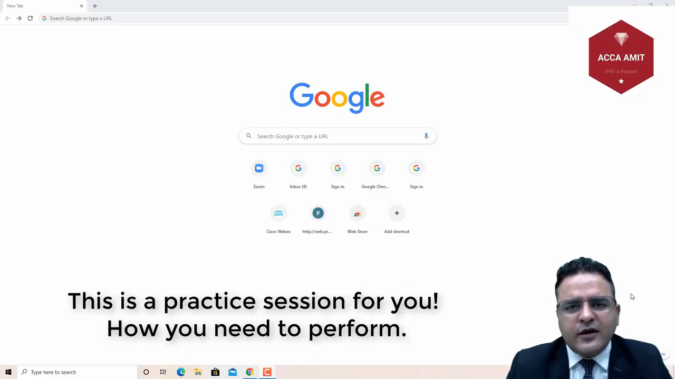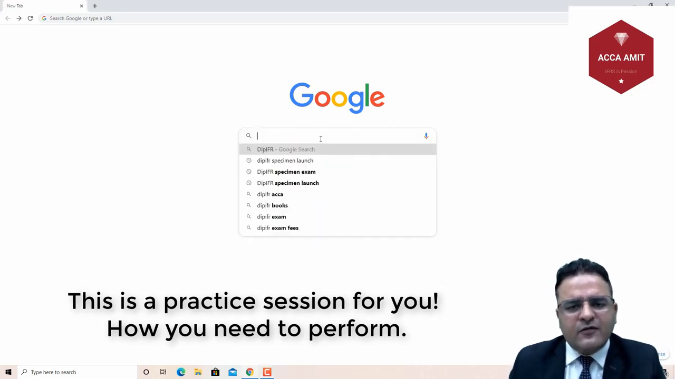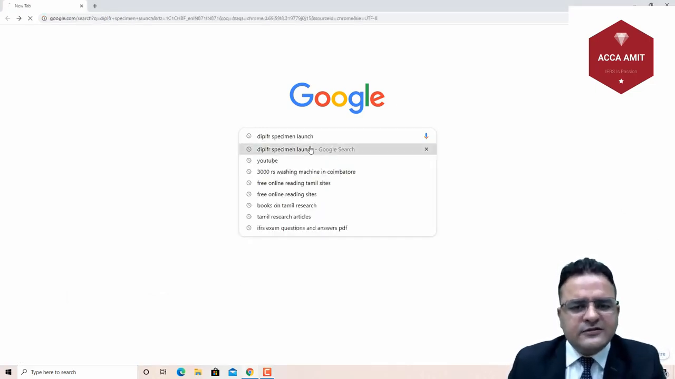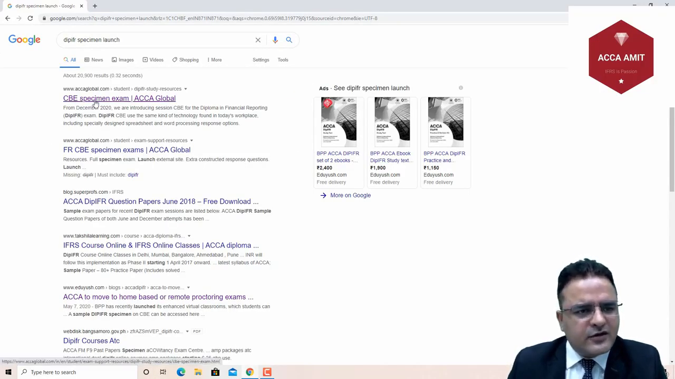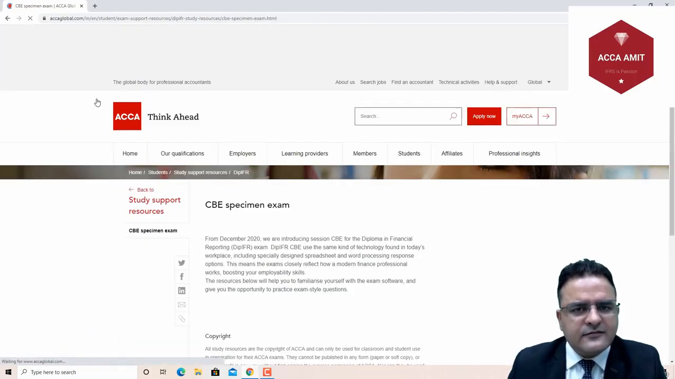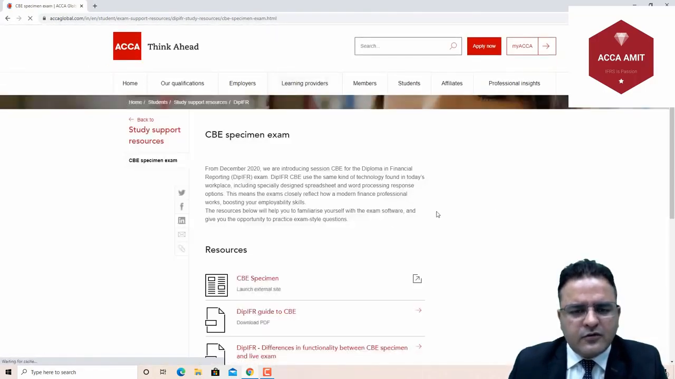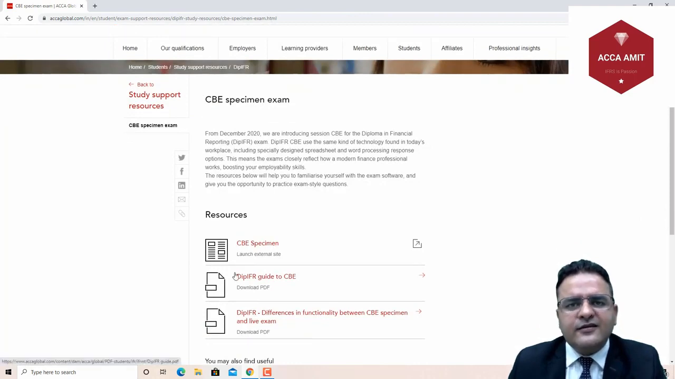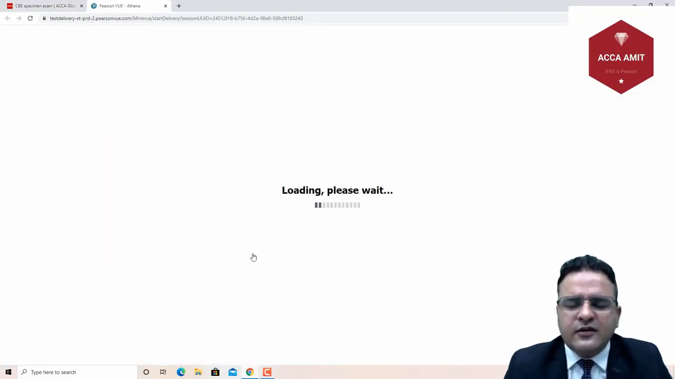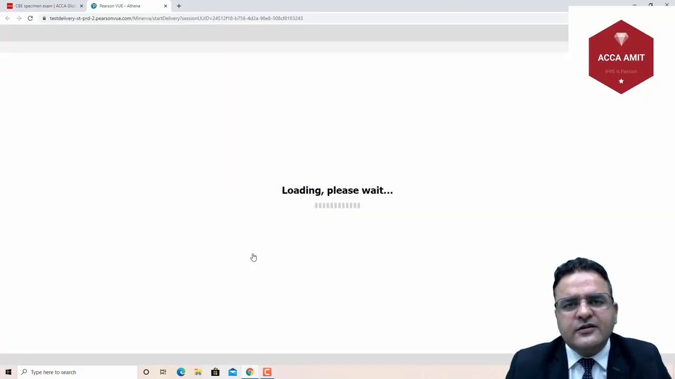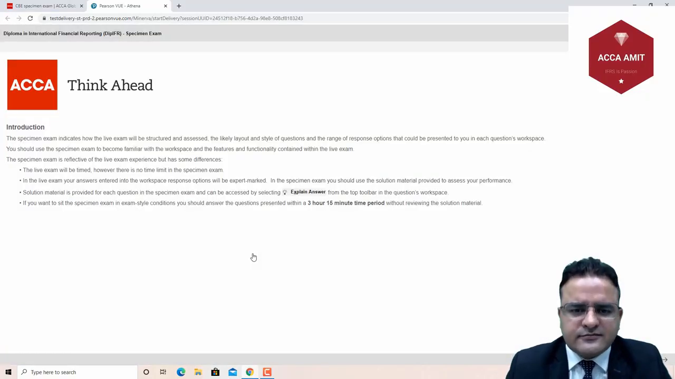So, how to go about it, how you can practice the same. You simply need to go to Google and type DipIFR Specimen Exam. When you type that, you simply need to click on CBE Specimen Examination, which will take you to the CBE Specimen external site. When you click on this external site, this will take you to the new examination window on the basis of which this new examination is to be conducted.